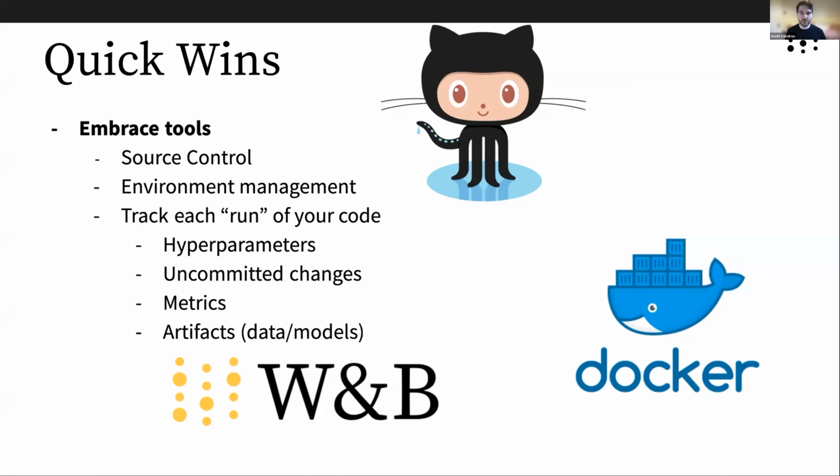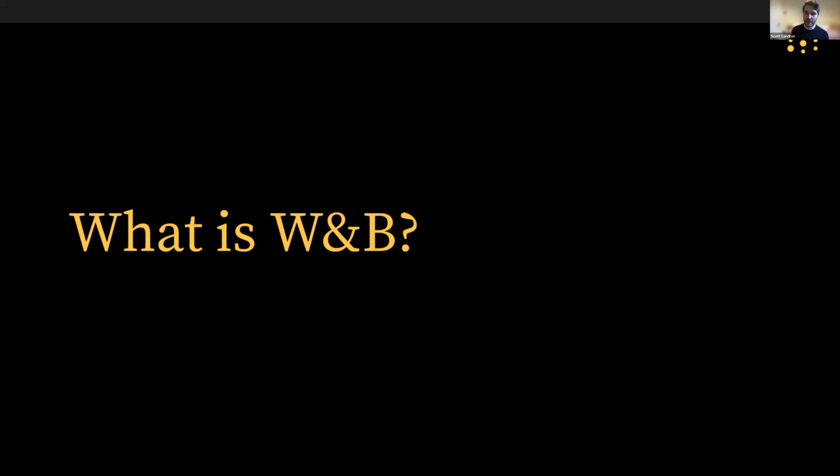And the tool of the organization I work for is Weights and Biases, and I'll briefly talk about how we approach the different aspects of making each run of your code more reproducible, as opposed to, say, what source control is, where it's just tracking the static version of your code as it is.